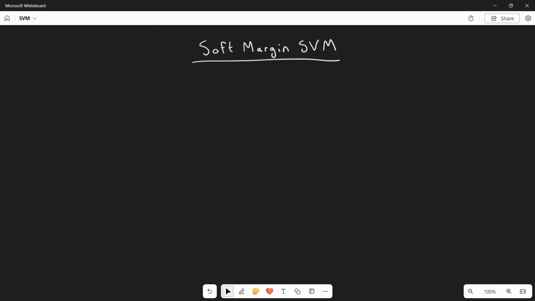Alright, and to start the soft margin SVM, let's go ahead and create a plot with just a bunch of passing and failing data points.